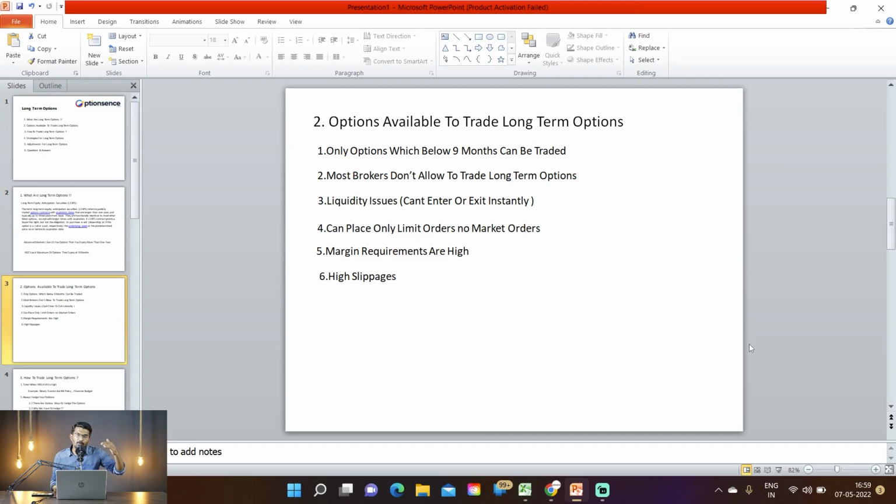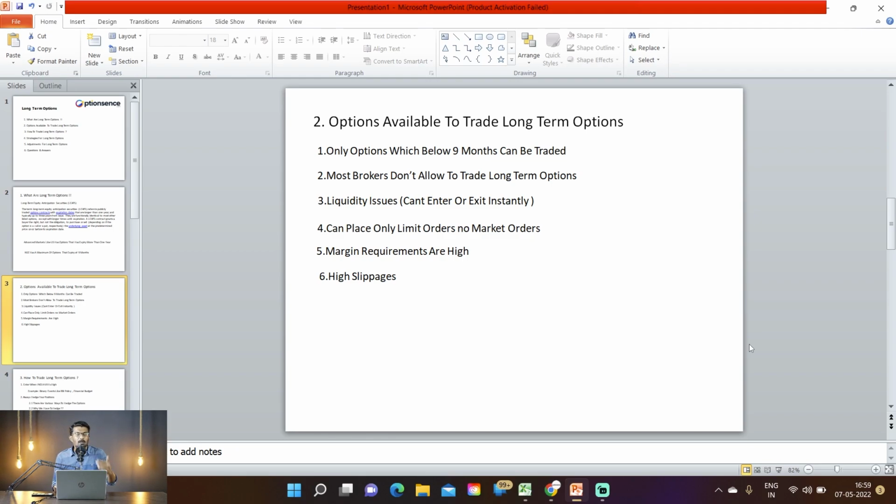Instead of first telling you the benefits of long-term options, which I am going to tell you in the forthcoming slides, first I will tell you the disadvantages of long-term options, then I will tell you the advantages. The first thing is, maybe only 9 months and below your broker is going to allow you to trade in long-term options. Second thing is, most brokers don't allow trading in long-term options.